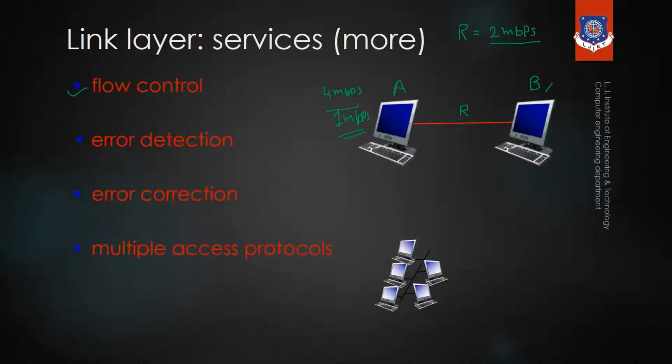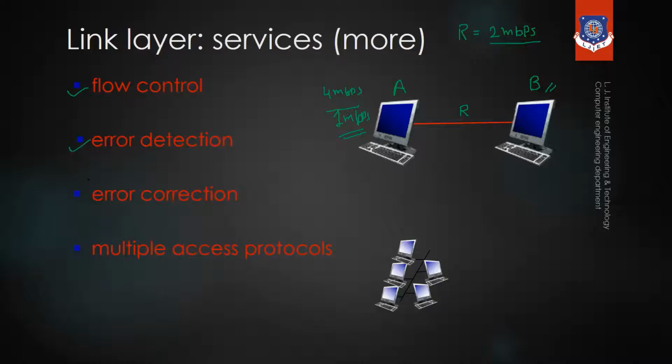Now in this case, even if device B is able to receive data at 4 Mbps, the link is not able to transmit data at that rate and there will be loss of data. So device A should send data at a particular rate so that there will be no loss of data, which is called flow control.